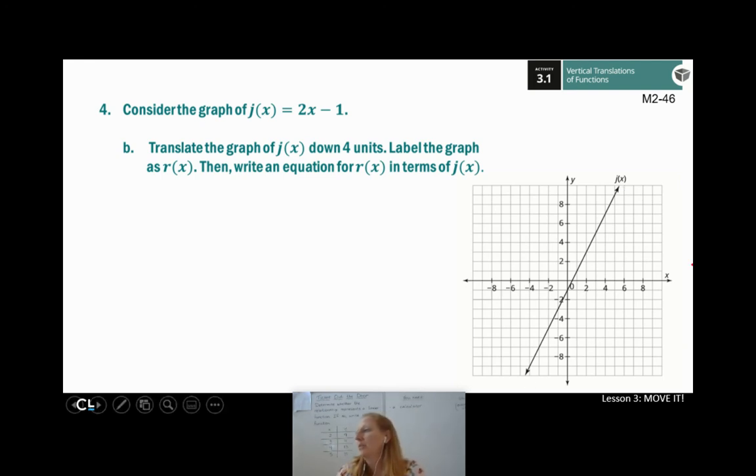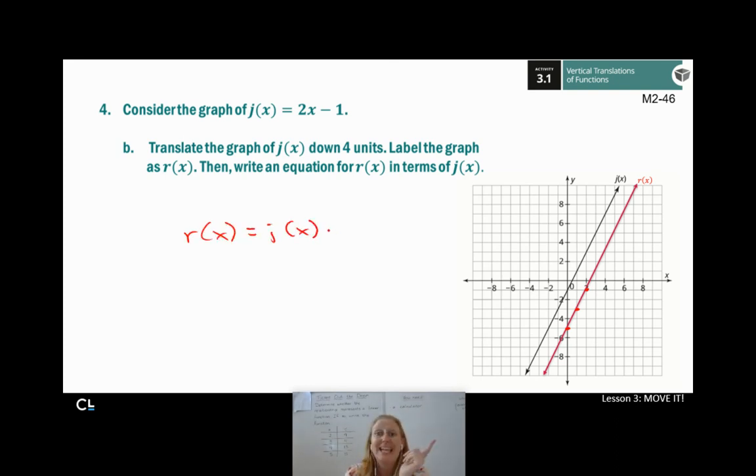All right, so now we're going down 4. So again, I'm just going to pick some points and go 1, 2, 3, 4, and again, you can do as many as you need to. I'm going to connect the dots. I'm going to label it r of x, and now we have r of x because we took j of x and we went down 4 units. So we're going to subtract 4. Yay! Good job.